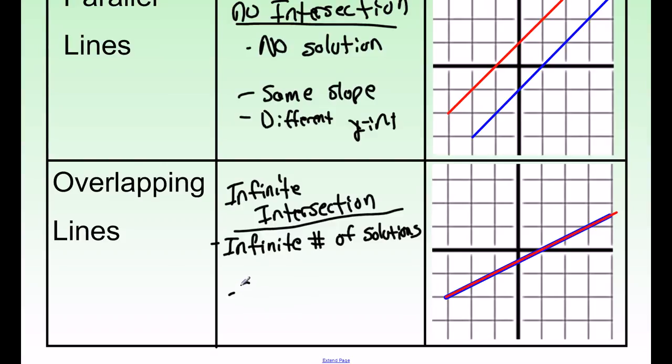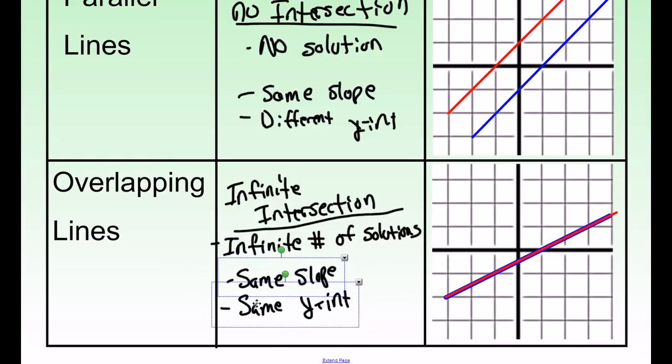They have the same slope because they're kind of parallel. I mean, they're going the same direction. They also have the same y-intercept. And I guess essentially you could say, I'll put one more down here. It's the same equation.